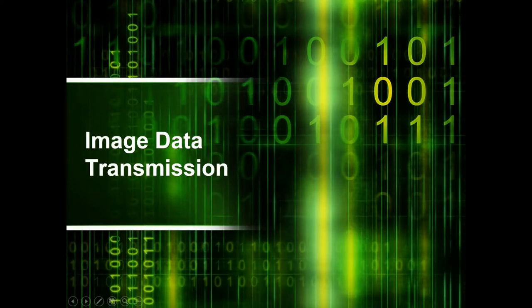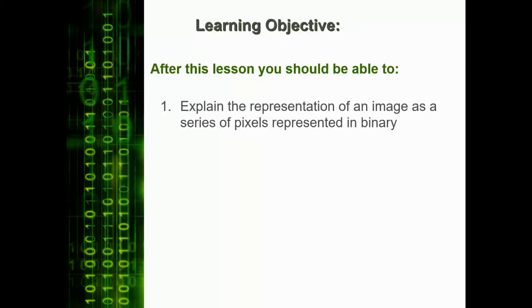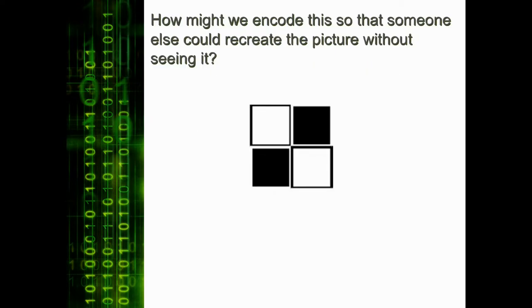So now that we've learned how data in a binary format can be transmitted through waves, we want to look at how we can take images and transmit them. So we're going to explain the representation of an image through binary with a series of pixels. So look at this picture. How might we encode this so that someone else could recreate the picture without seeing it?